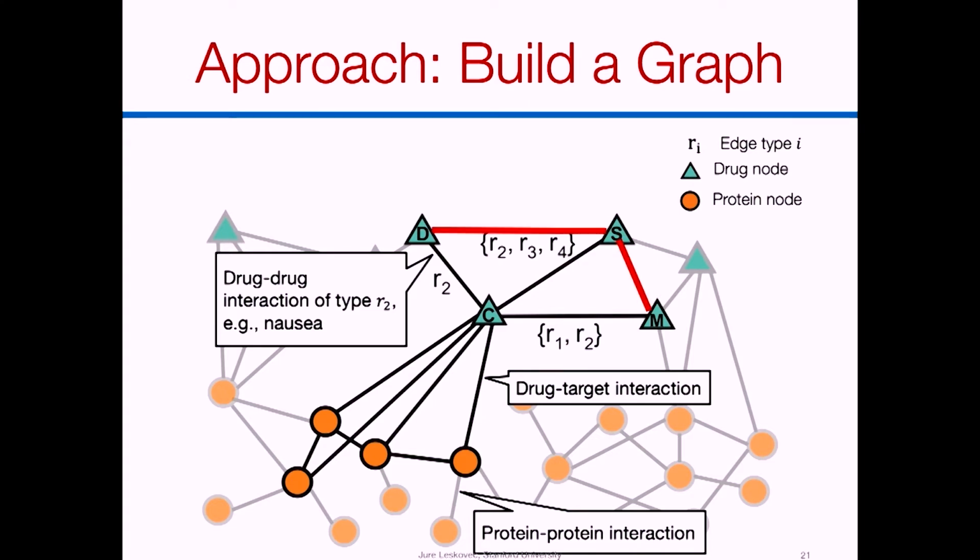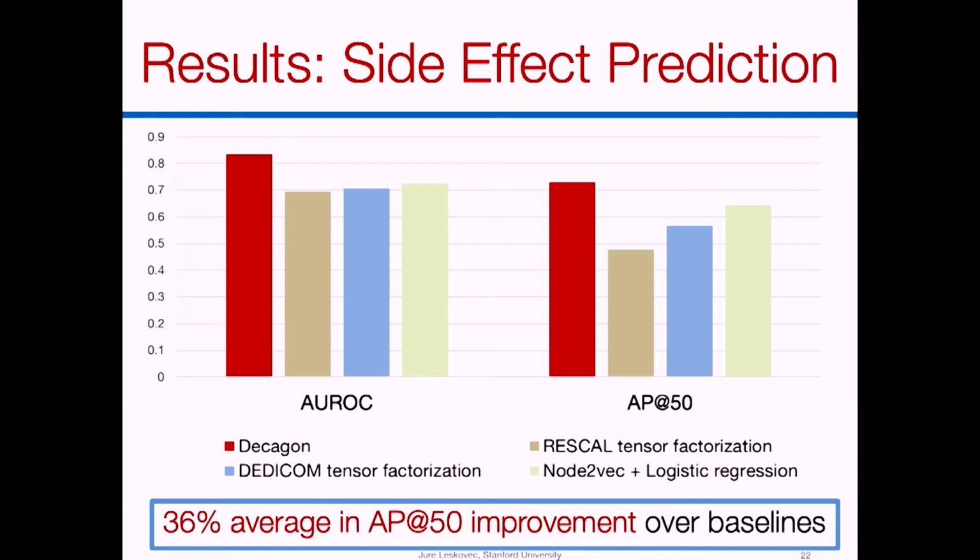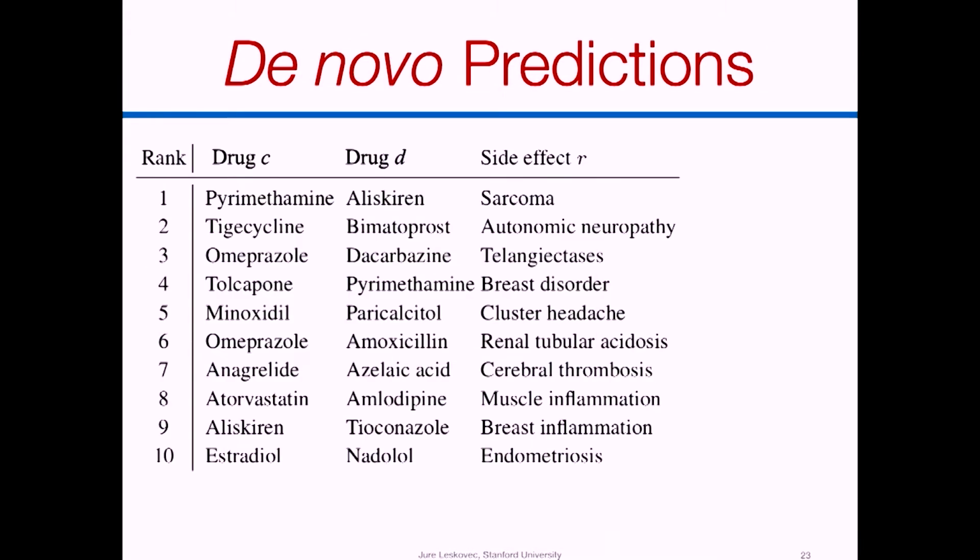It's prediction of novel links, right? Saying if you take these 2 drugs together, what kind of side effects will happen? We are able to use the same technology as I was showing you so far. We are getting about 36% improvement, making this our current state of the art. Perhaps more impressively, we ask our model, what are the top 10 predictions that you are most confident about that we don't know about yet?